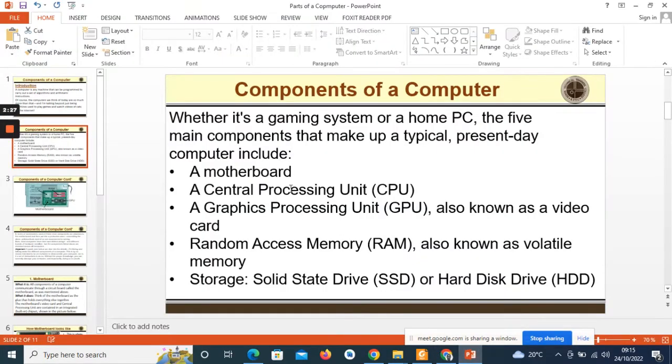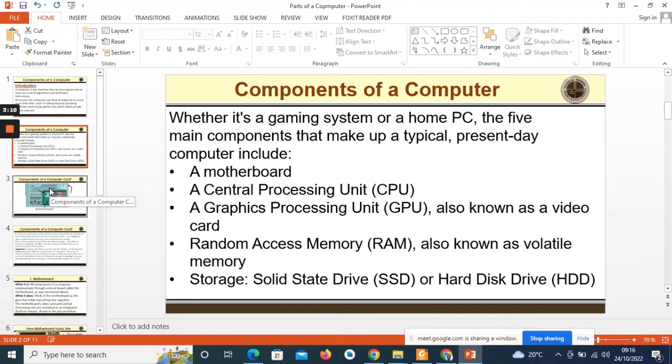So a computer is made up of the 5 major sections or 5 major parts, one of them being the motherboard, and then we have what is known as the central processing unit. We have the graphics processing unit, the GPU, that is also known as the video card. Then it's also made up of the random access memory, that is we know it as a volatile memory. Then we have another component of the computer that is known as the storage component, and here we have got the hard disk drives and the solid state drives.